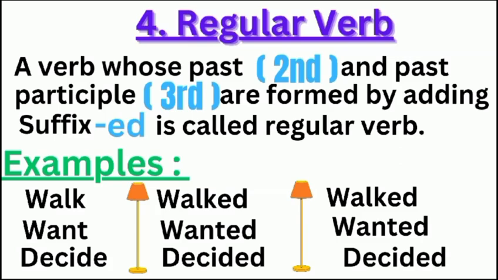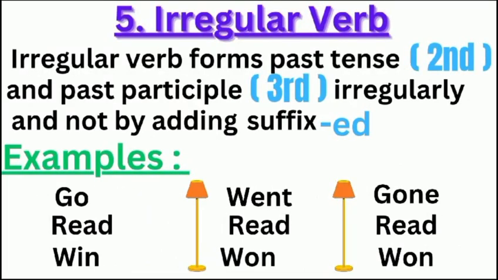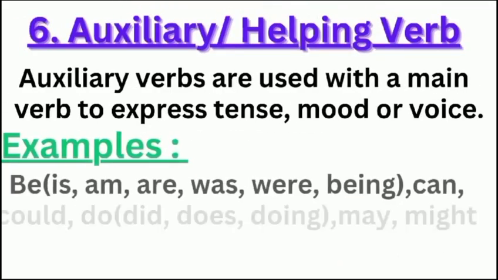5 irregular verb. Irregular verb forms past tense and past participle irregularly and not by adding suffix ed. Examples: go, went, gone. Read, read, read. Win, won, won.